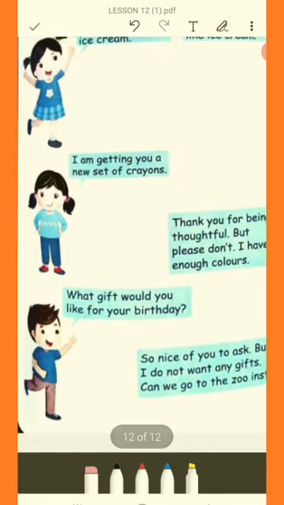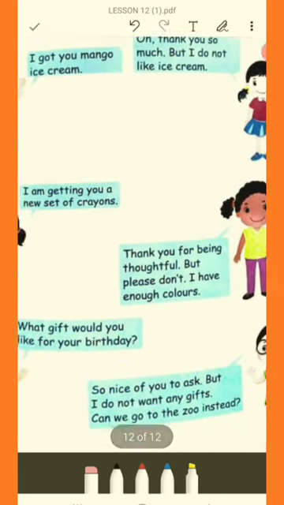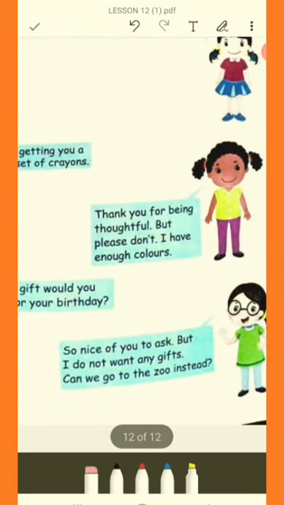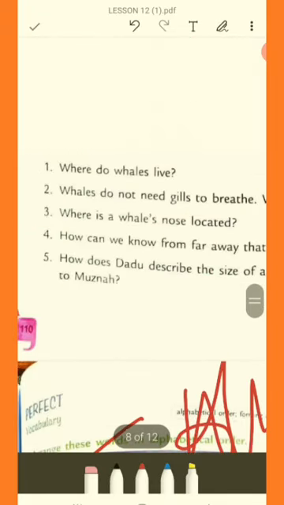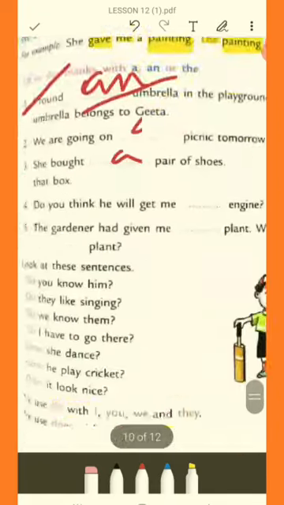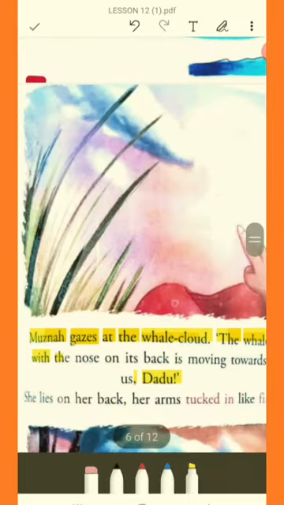Okay, what gift would you like for your birthday? Someone is asking. He says, so nice of you to ask, but I do not want any gift. Can we go to the zoo instead? Okay, so this is how you talk politely. Good people speak politely, right?